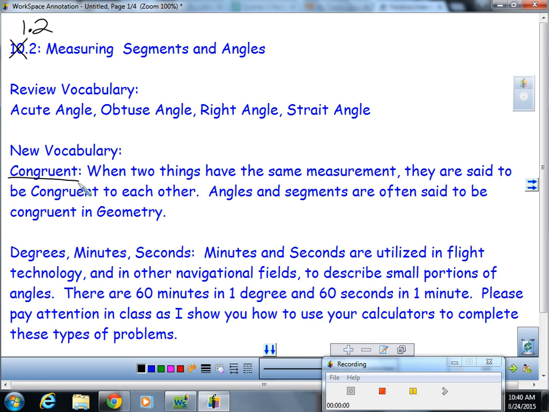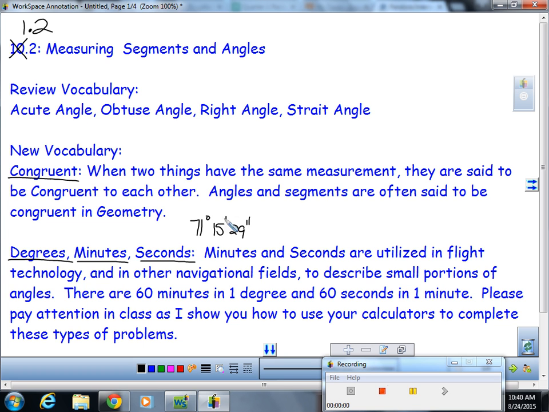Segments can be congruent. Okay, one way we can break up angles is to turn them into degrees, minutes, and seconds. So, for example, we could write it as 71 degrees, 15 minutes, and 29 seconds. So, this is a way to break up degrees into little portions. There are 60 minutes in a degree, and there are 60 seconds in 1 minute. So that's probably the most confusing part of this section.